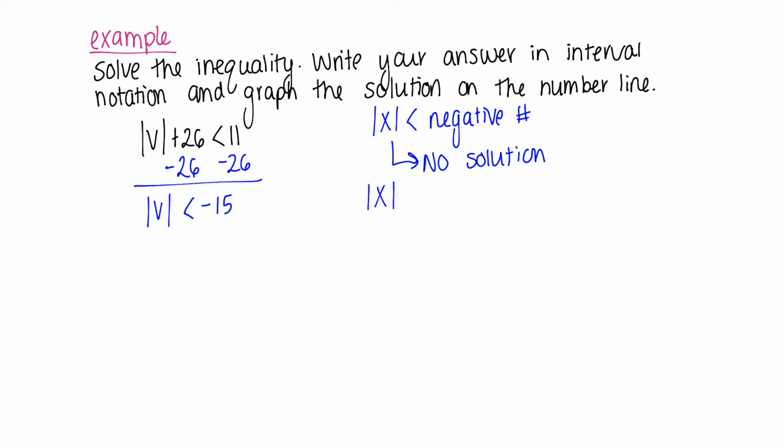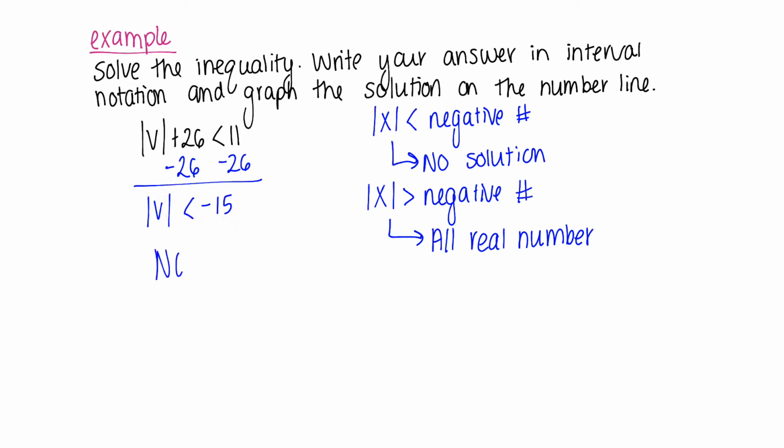If you have the absolute value is greater than a negative number, well, all positive numbers are greater than all negative numbers. So regardless of what's inside there, there's going to be infinitely many solutions. All real numbers are going to satisfy this. In this case, we have the less than sign, so we have an absolute value less than a negative, so that's going to be no solution. For a no solution problem, there's no possible number line to draw. You don't have to worry about intervals. You would just say no solution.